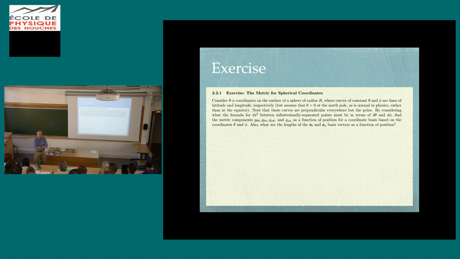Are there off-diagonal components to this metric? No, because why? How do you know? Yes, because the basis vectors for spherical coordinates are always perpendicular. The curves meet at right angles everywhere on the surface of the globe. So that means the dot product between the two basis vectors is 0. So no off-diagonal components.